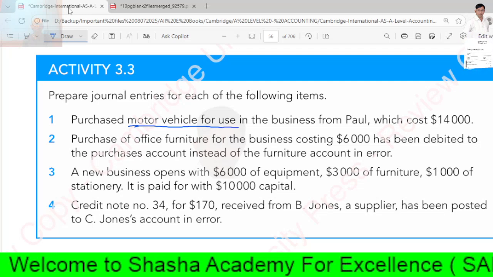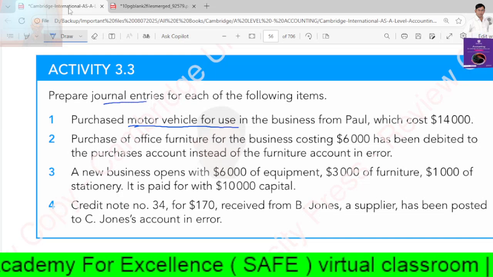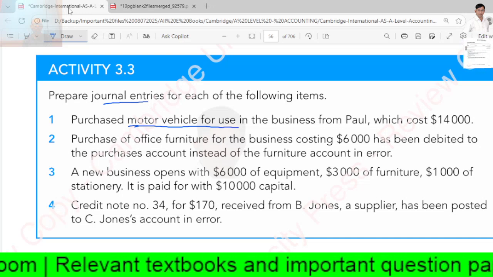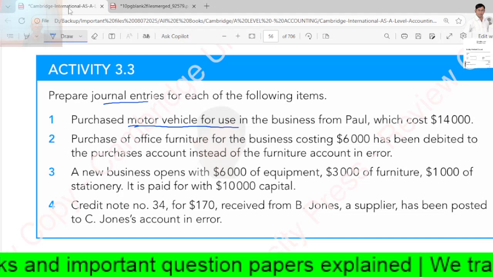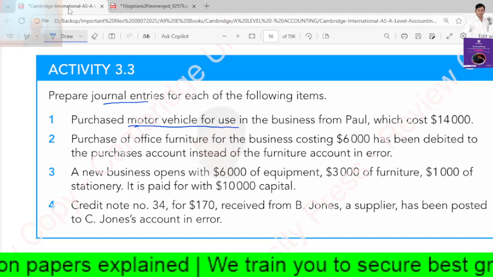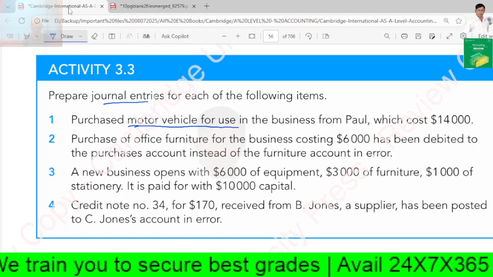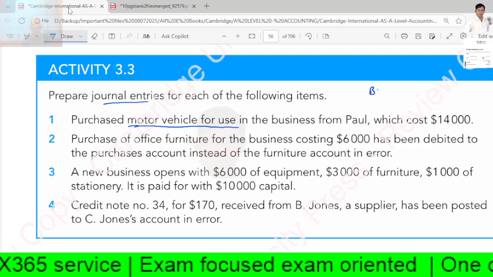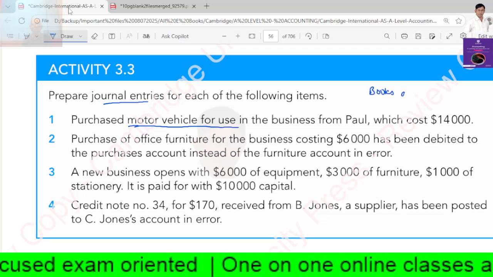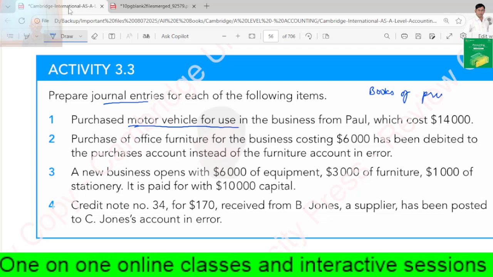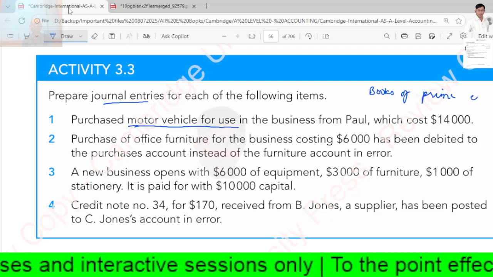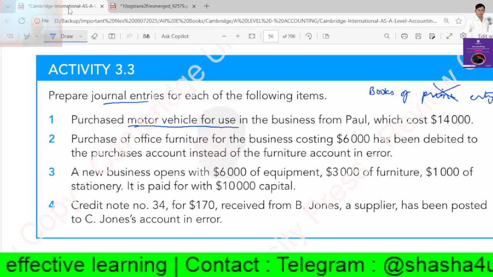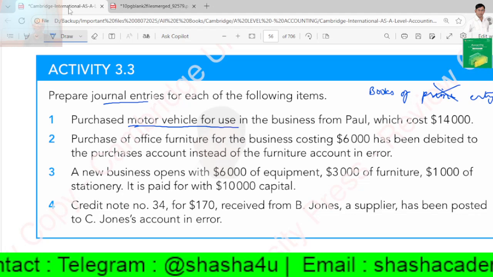So why has it come in journal entries here? Because this entry will not go to any of the subsidiary books, or books of prime entry. So these entries will not go to books of prime entry. Why? Purchase motor vehicle for use in the business.